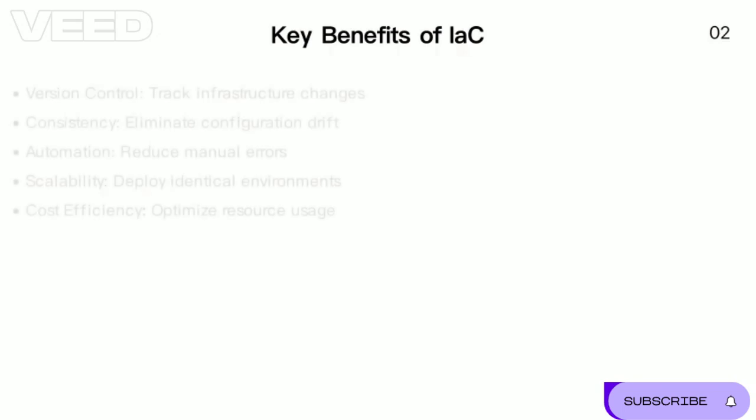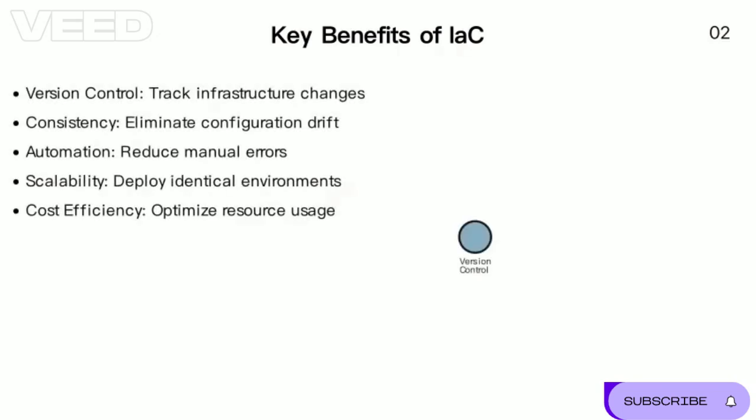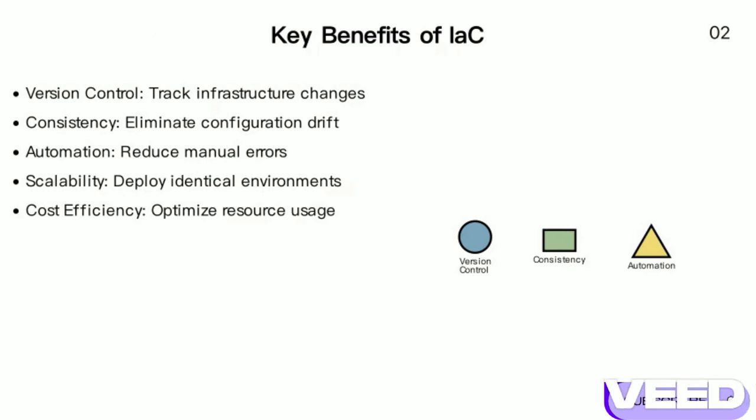Infrastructure as Code offers numerous benefits. Version control allows you to track every change to your infrastructure, just like application code. Consistency ensures that development, testing, and production environments are identical, eliminating configuration drift. Automation reduces manual errors and speeds up deployments. Scalability becomes effortless, as you can deploy identical environments instantly. Finally, cost efficiency is achieved through better resource optimization and reduced operational overhead.